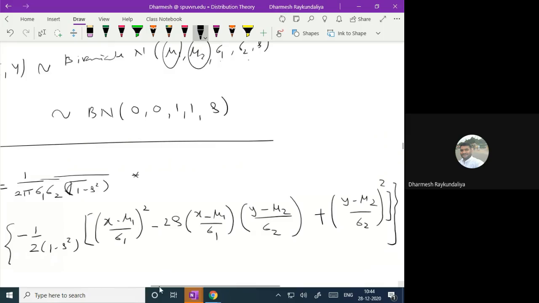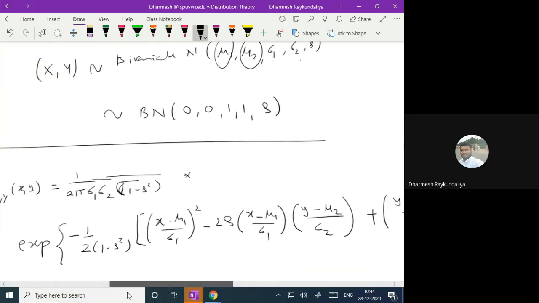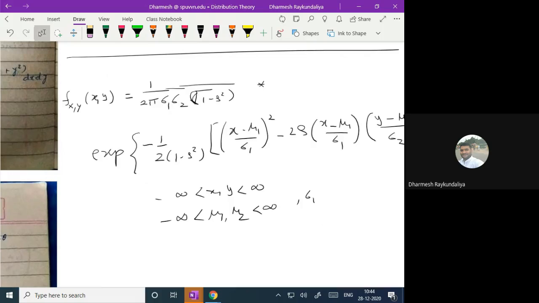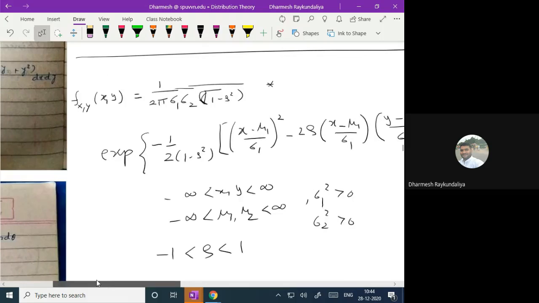So this is nothing but the PDF of a bivariate normal distribution. It is given that the values of x and y lie between minus infinity and infinity. The values of the means, mu1 and mu2, lie between minus infinity and infinity, sigma 1 square is greater than 0, sigma 2 square is greater than 0, and further rho, the correlation coefficient between x and y, lies between minus 1 and 1. We can also take the equality sign, no problem.